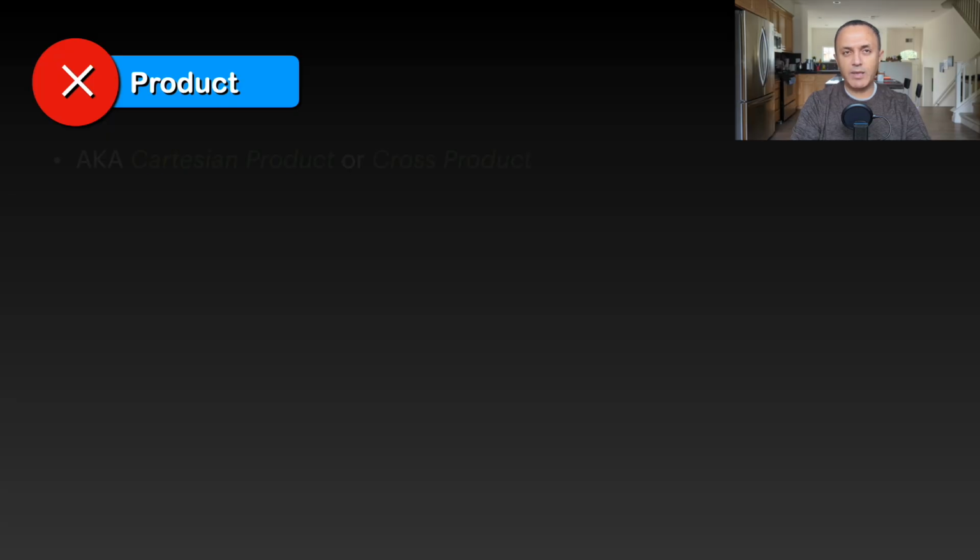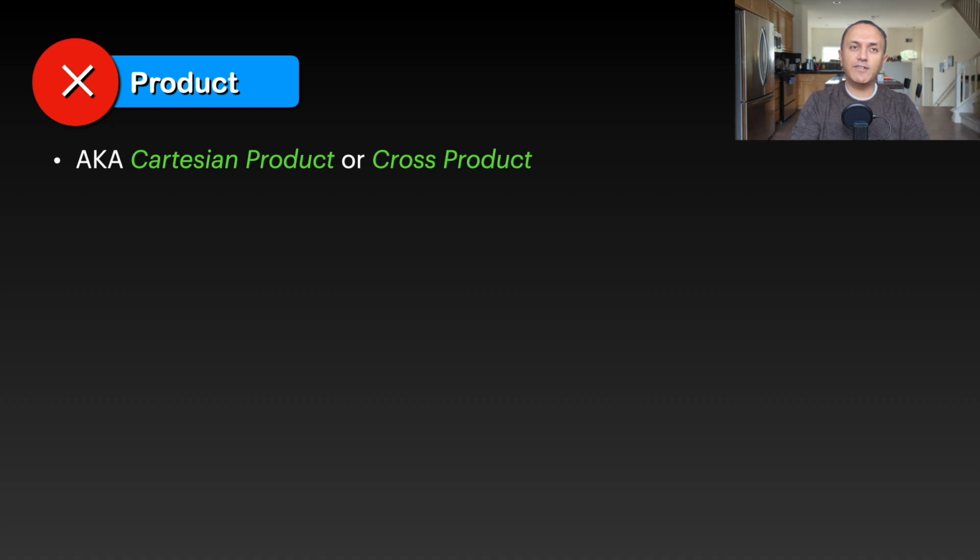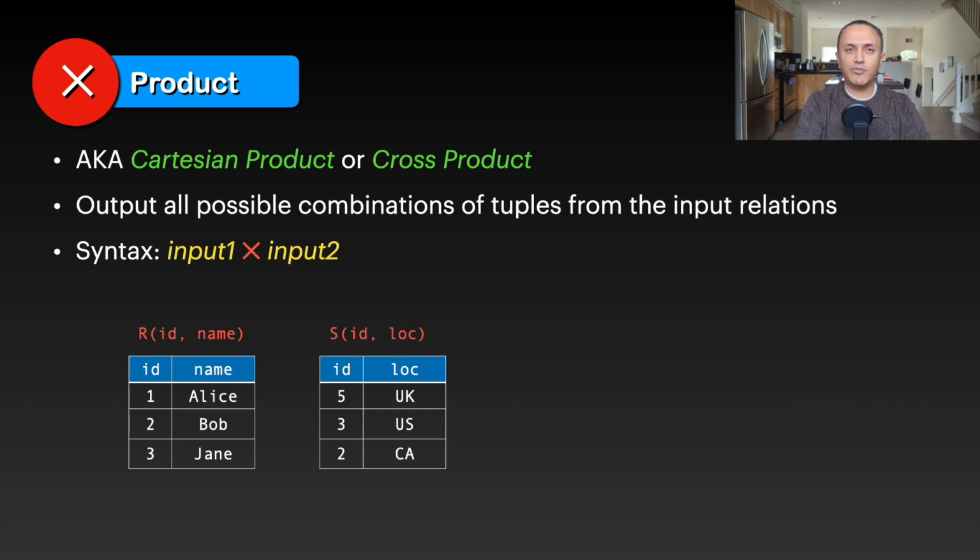Now we're going to move into a different kind of operation. The next operation is called the product. Sometimes we call it Cartesian product or cross product. This also has two inputs, but it combines them in different ways than we have seen in union or intersection, for example. Let's look at this example to see what that means.